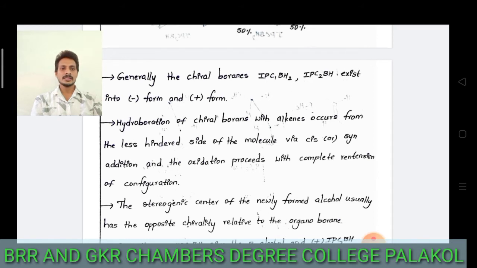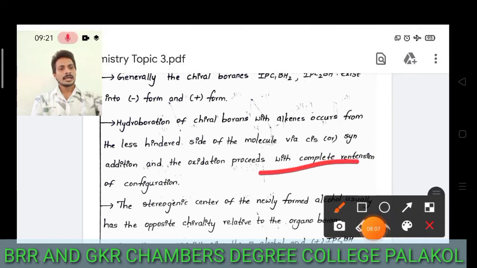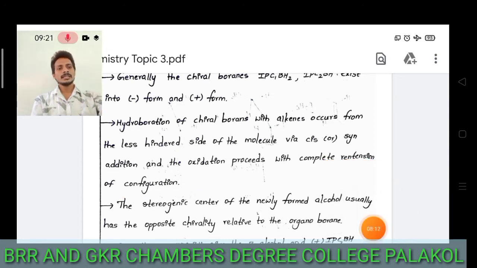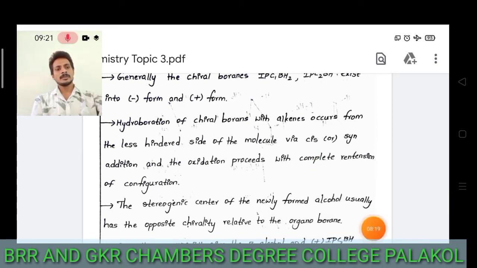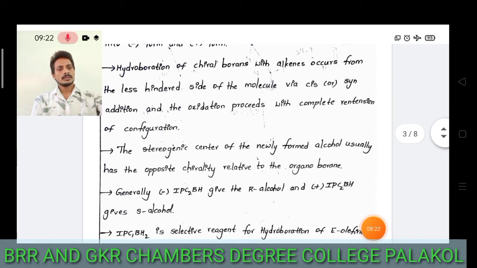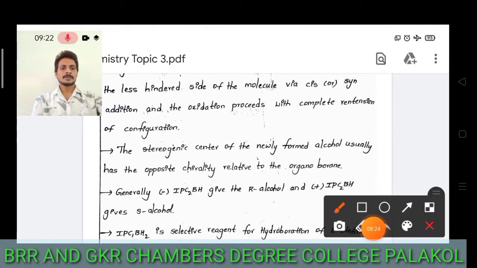In these reactions, if boron addition takes place below the plane, then it gives the corresponding alcohol, and the alcohol hydroxy group must be present below the plane. That means in this reaction we observe a retention of configuration. If boron addition takes place above the plane, the hydroxy group is always present above the plane. If boron addition takes place below the plane, then the hydroxy group is always present below the plane.